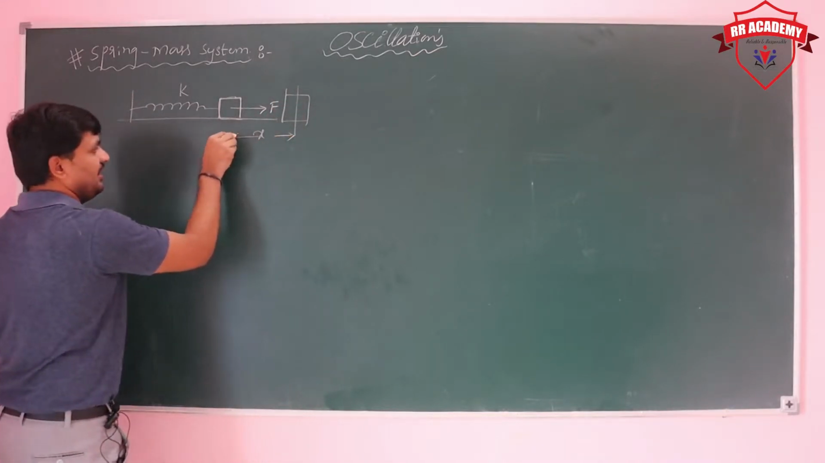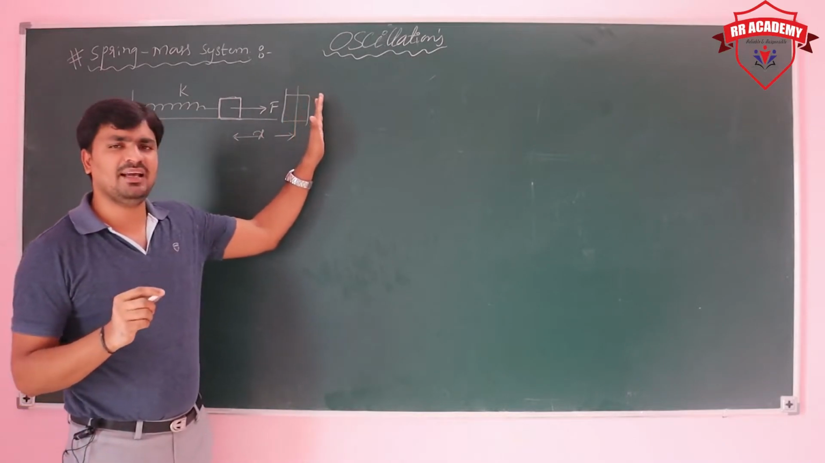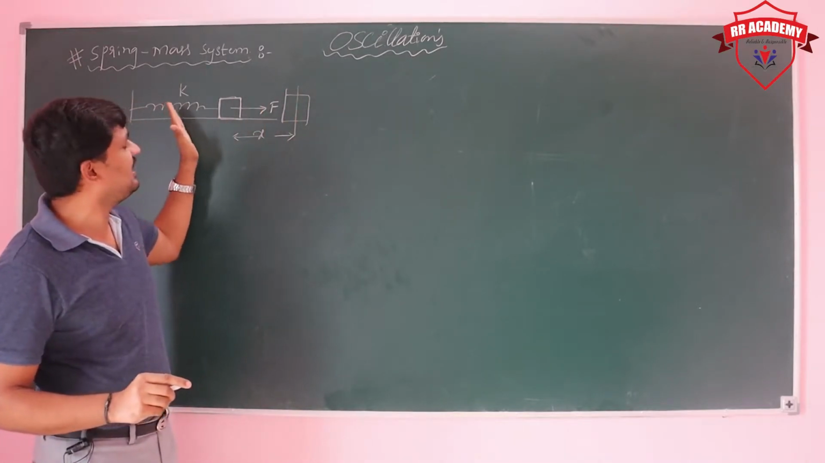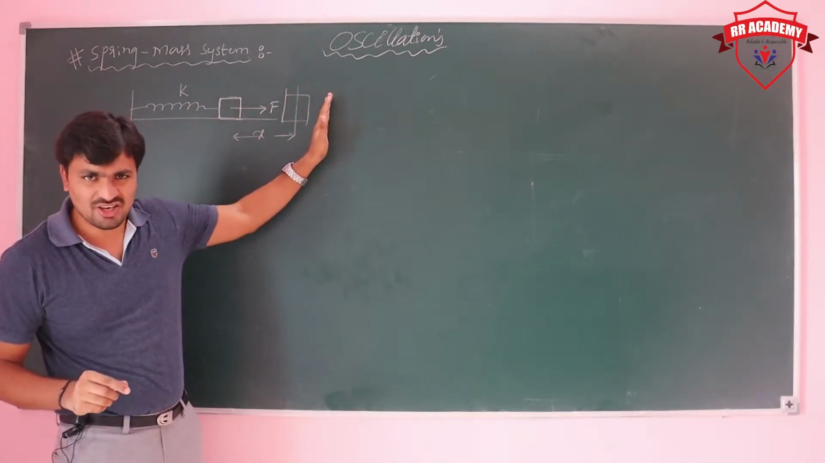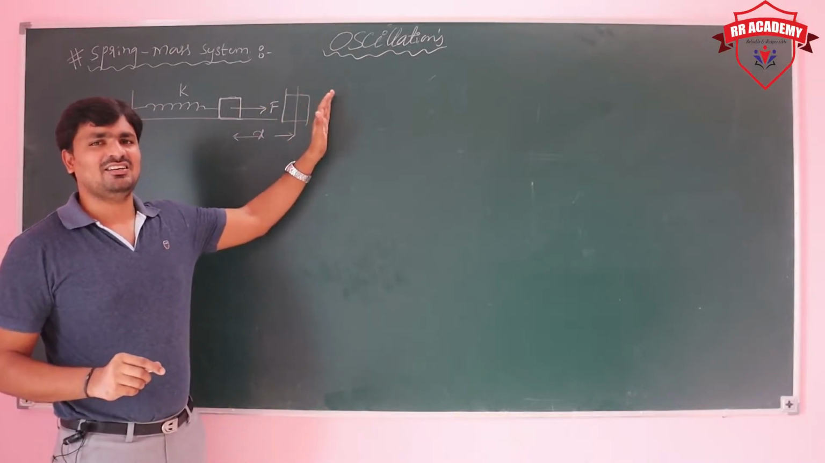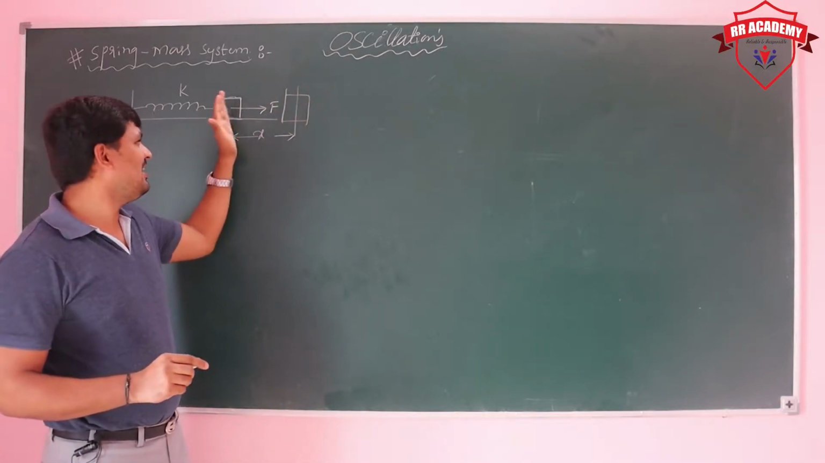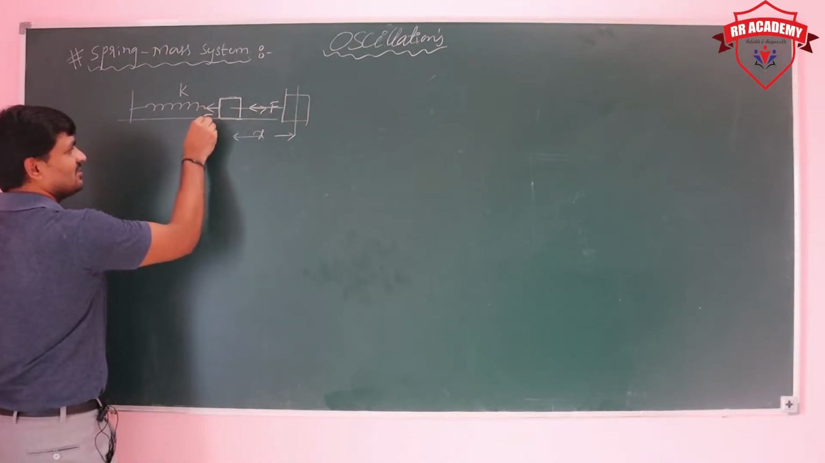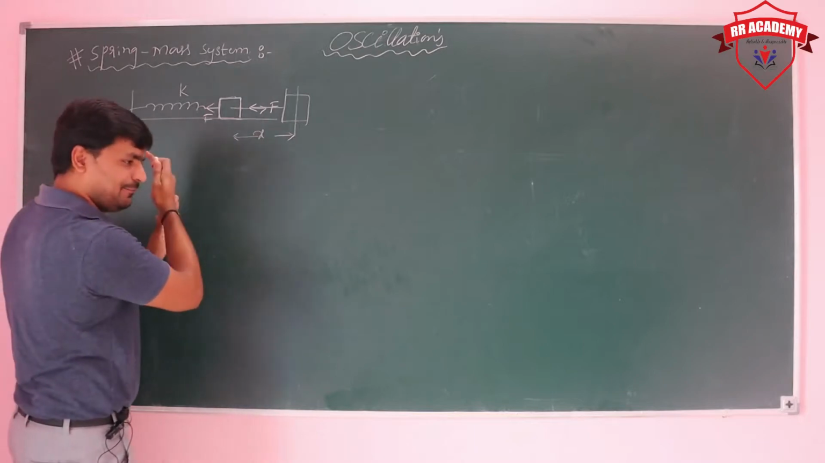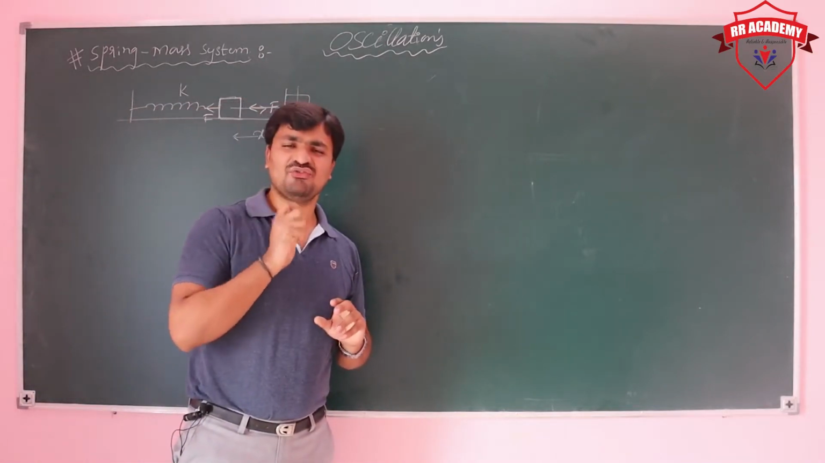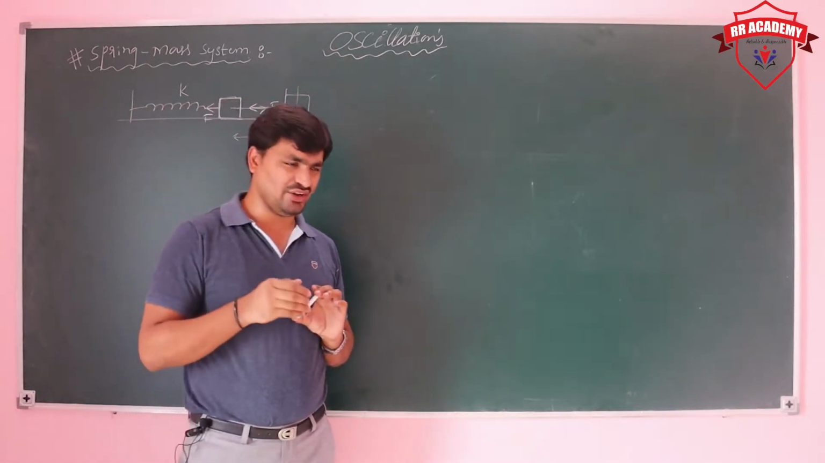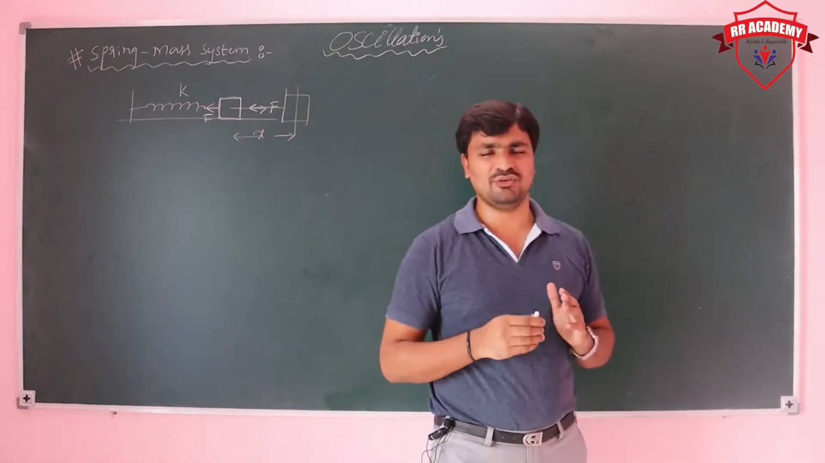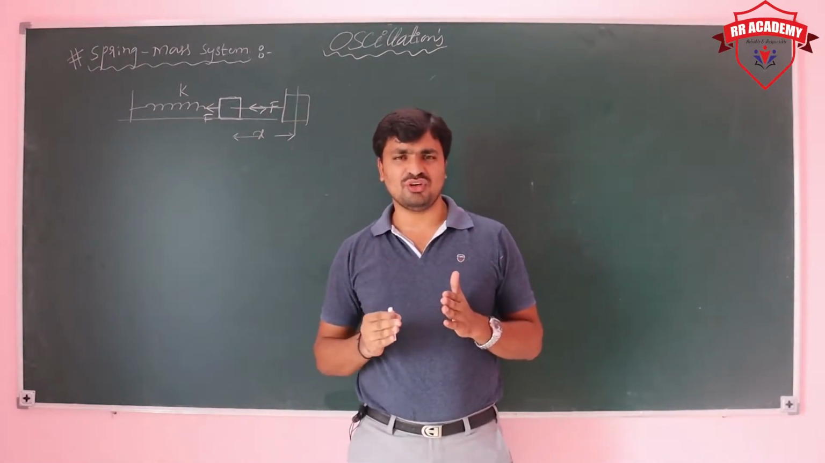When we apply the external force, the spring is in a state of extension. When you release it, the spring applies some force back toward its original position, and the spring is going to be compressed. That force we name the restoring force. What exactly is the restoring force?